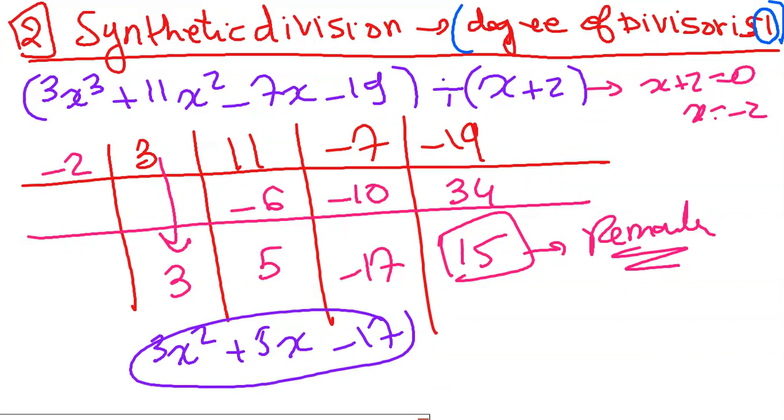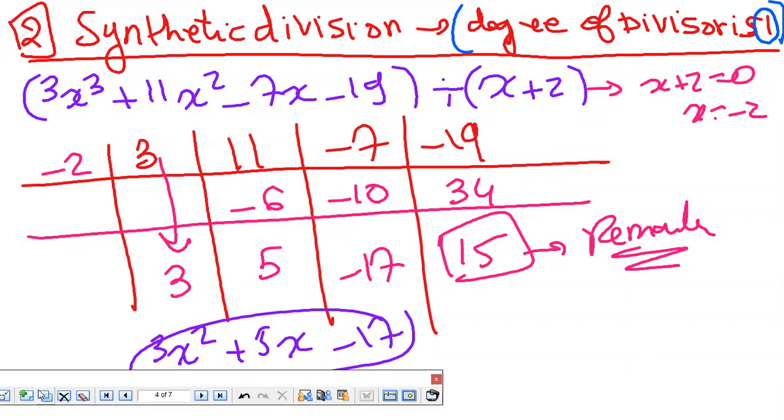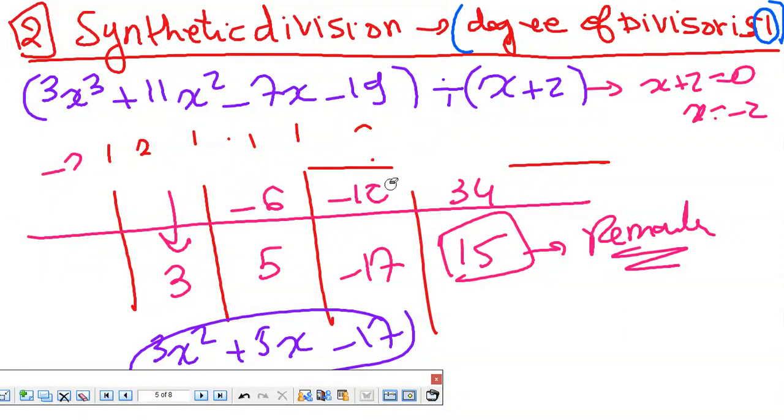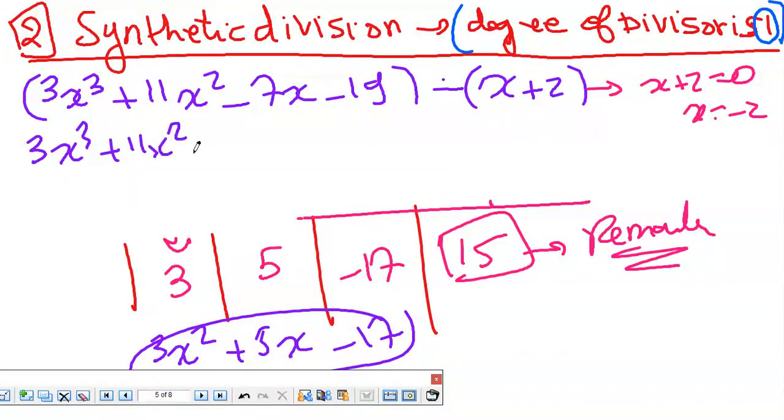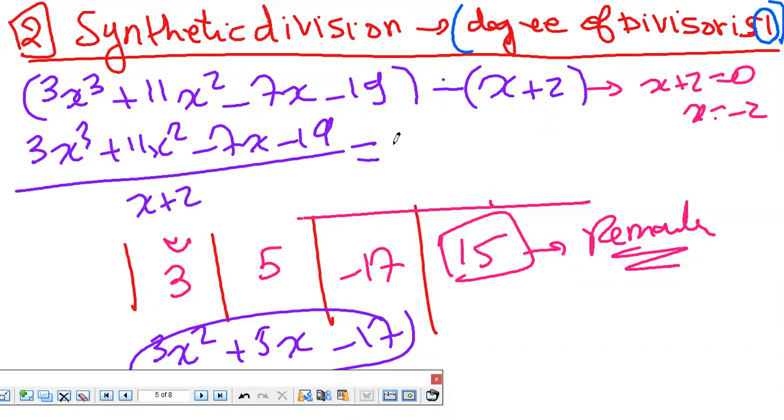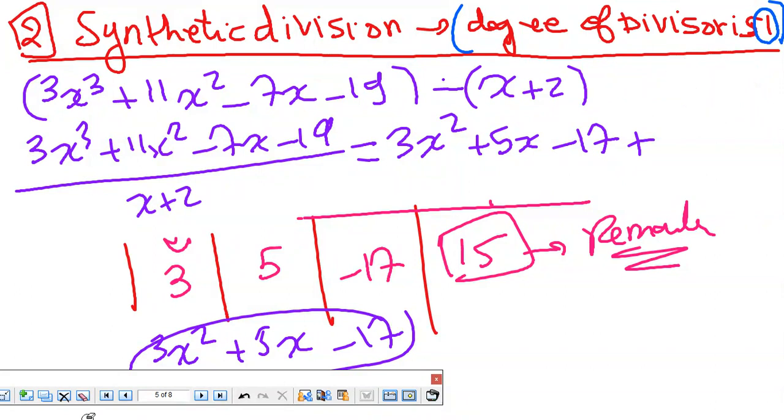If I want to write it, let me duplicate to see them, like this, because I want to see the given. I will keep it like this. So if I want to write it as a fraction, like this: 3x^3 plus 11x squared minus 7x minus 19 over x plus 2, what is my answer? It's 3x squared plus 5x minus 17 plus my remainder. What is the remainder? 15. Let's keep it like this, plus 15 over x plus 2.